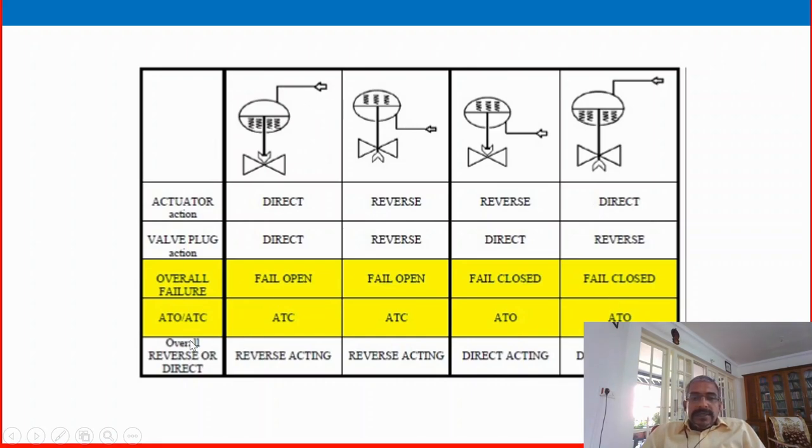So these conditions give the information, or a better idea, on how the actuator and valve plug act under various conditions of direct and reverse acting.